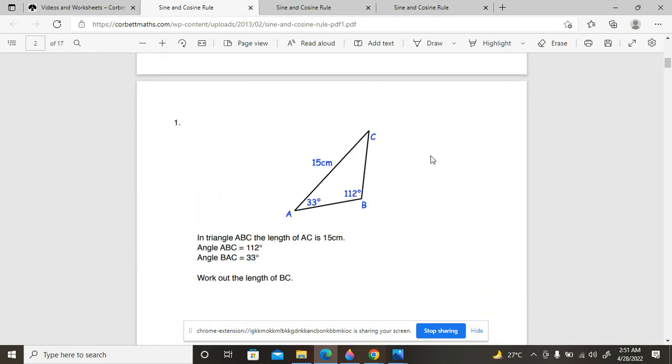So for example, they say work out the length of BC, as the triangle is not a right angle triangle. So I need to find this side, and the angle is A here, so this is small a. So I need to find small a. Let's see whether I can use the sine rule or not.